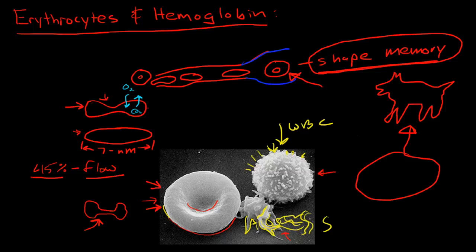How does it do that? Well, the cell membrane, of course, just like every other cell membrane in our body, is made up of a phospholipid bilayer membrane, and it maintains its shape because of proteins within the cell.